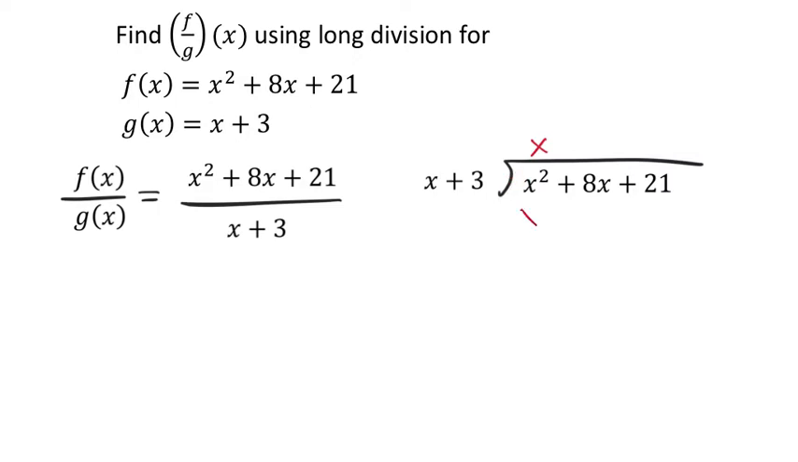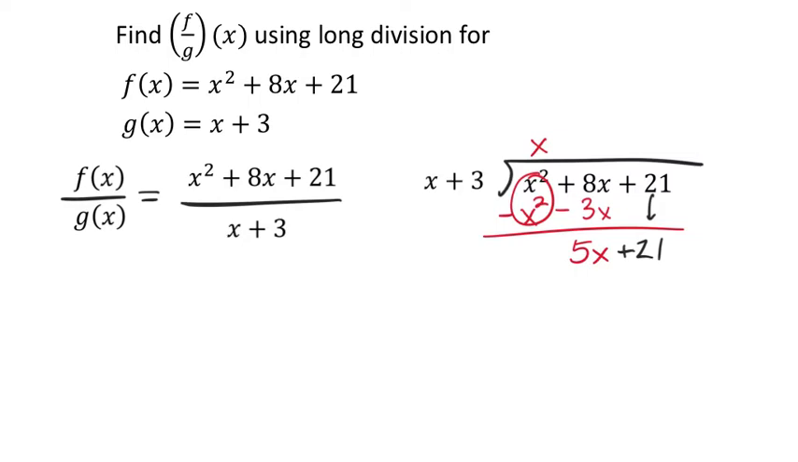x times x would be x squared, which we've used. And then we'd have the 3 times x, or x times 3, which would be 3x's. Again, those have been used. So again, the purpose there was to zero out our x squared. And then I've got 8x's minus 3x's, which is 5x's. And then my positive 21 just drops.